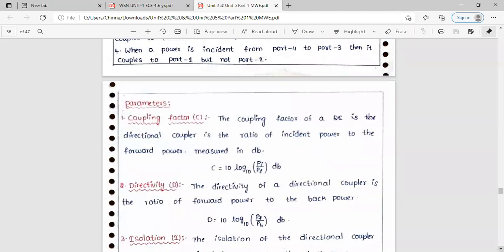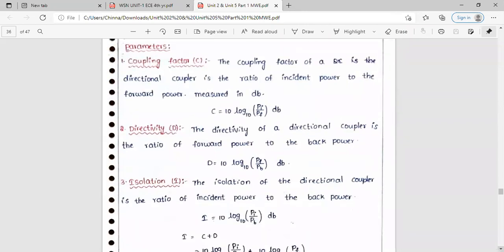Coming to the parameters of the directional coupler. Based on these parameters only, we can measure the power. The coupling factor is the most important one in the directional coupler. Coupling factor is defined as the ratio of the incident power to the forwarded power.